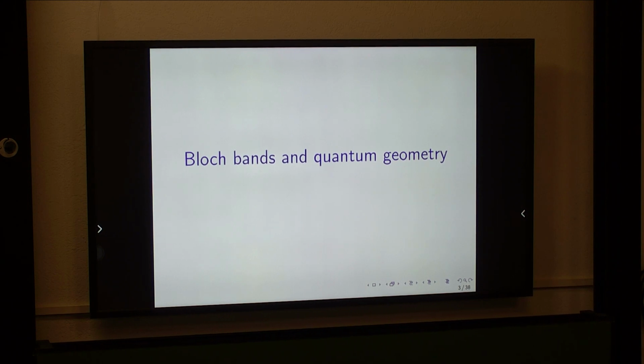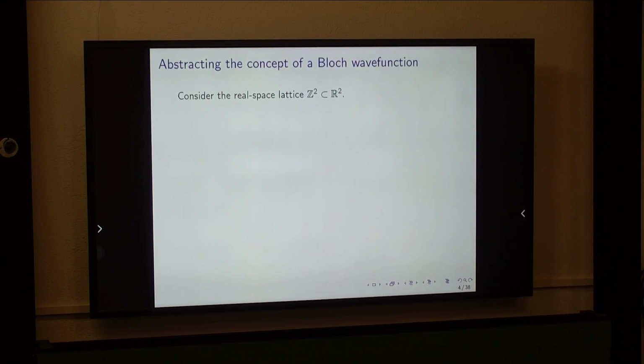Okay, so Bloch bands and quantum geometry. So here I will try to abstract the concept of a Bloch wave function. So first let us consider a real space lattice, the real space lattice Z2 in R2. And then the reciprocal lattice is again Z2, which is the momentum space lattice. So I will also be denoting elements of this lattice by capital R, and elements of the reciprocal lattice by capital G's. So if you see those letters, you know what I'm talking about.